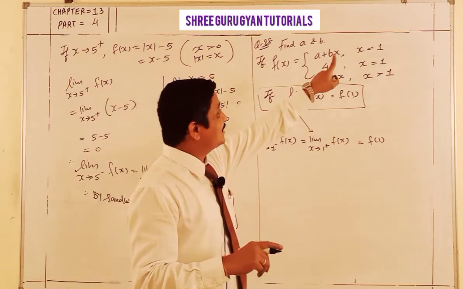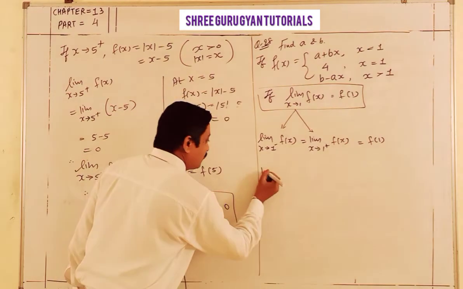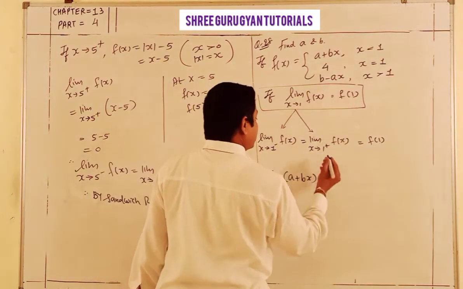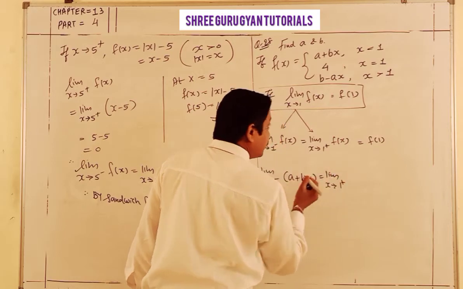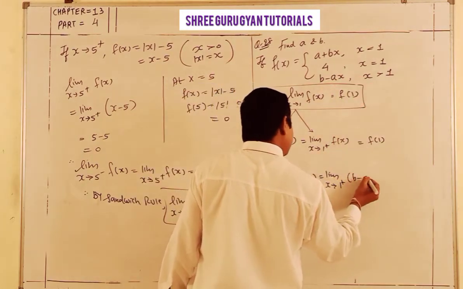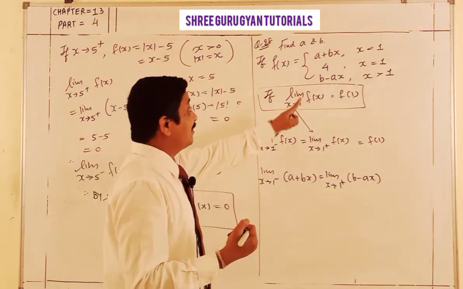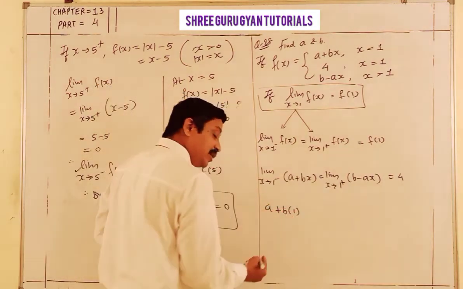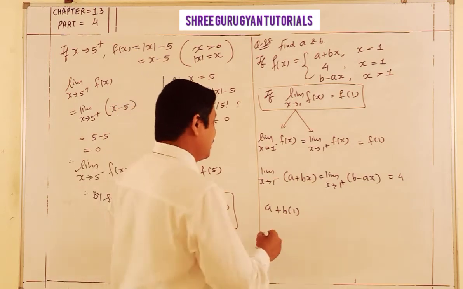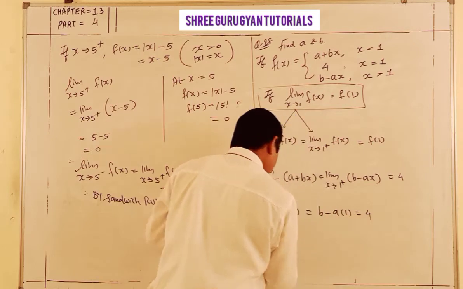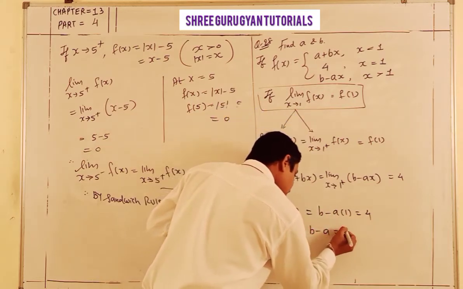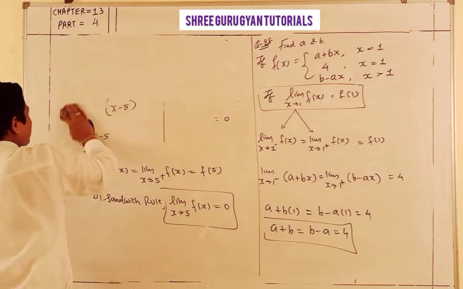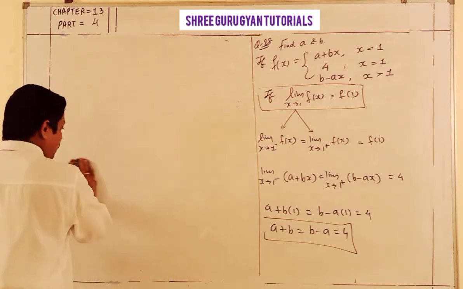Now for x less than 1, it is a plus bx, so I apply my function a plus bx. Secondly, for 1 positive, where x is more than 1, it is b minus ax, and last exactly f(1), in this case it is 4. Now you just put the limits, only put x equal to 1, students, never put minus 1. So a plus b, and b minus a, is equal to 4, and here I get two equations, and then after elimination you will easily get your answer, students.